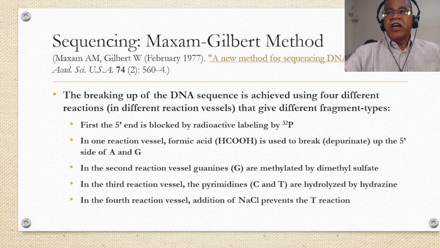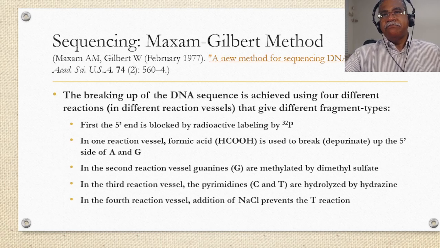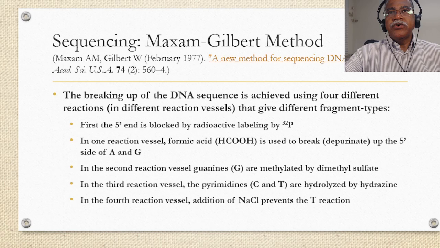And then in a third reaction, you use what's called hydrazine. Don't worry about the hydrolysis. This is breaking of bonds with the pyrimidines, where cytosine and thymine are hydrolyzed. That means you basically rupture the bond. And in the fourth reaction vessel, you add sodium chloride, and that prevents the thymine from reacting.